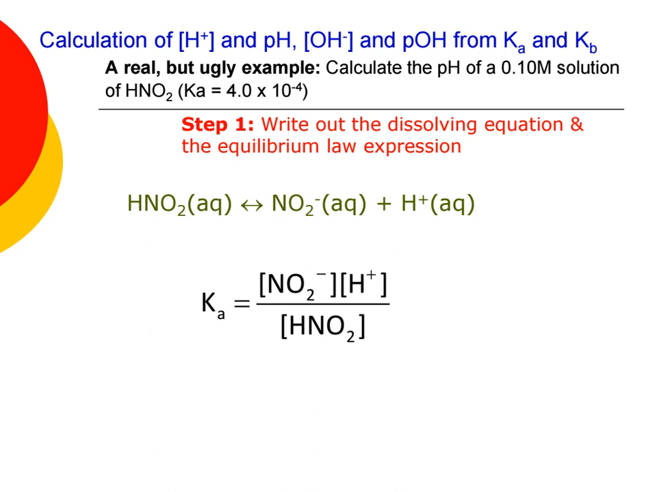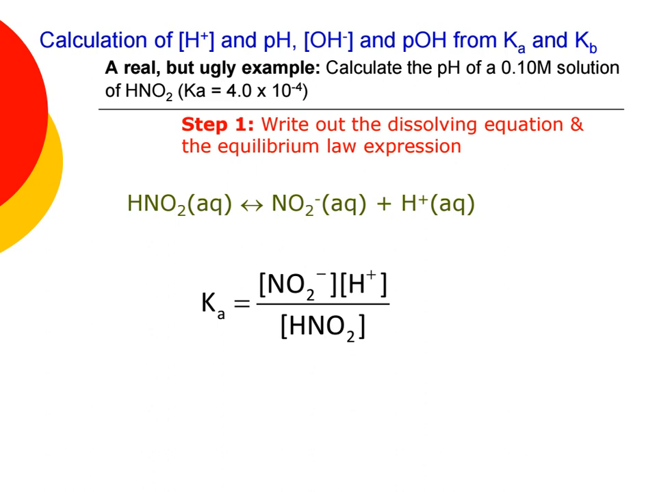Now I want to get into what happens if that's not going to work. So this is kind of going to be an ugly example in terms of messy math, but it's a good way to explain our 5% rule that we've mentioned before. So for this example, we're given the initial concentration of 0.1, we're given the Ka, and we're asked to solve for our pH.